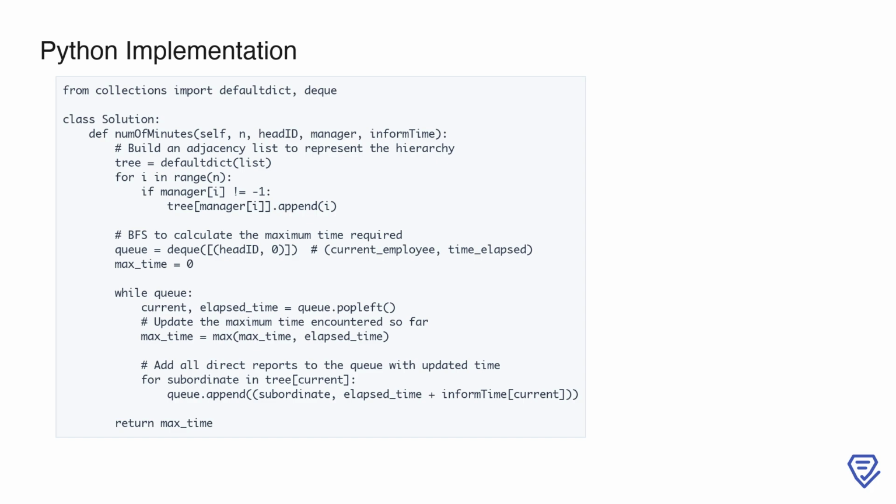When the queue is empty, all employees have been processed, and max_time contains the total time required to inform all employees. This is returned as the result. The algorithm efficiently processes the hierarchy in O(n) time, as each employee is visited once. This approach ensures clarity and correctness, even for edge cases like an employee with no subordinates, leaf nodes, or a manager with 0 inform time.